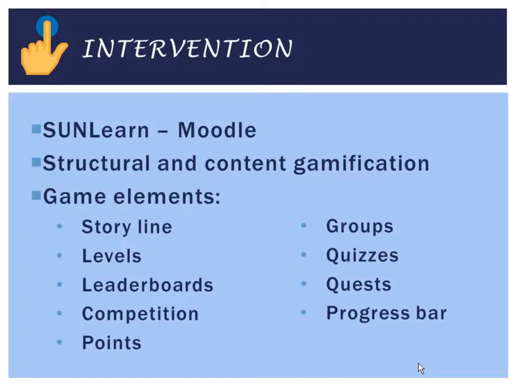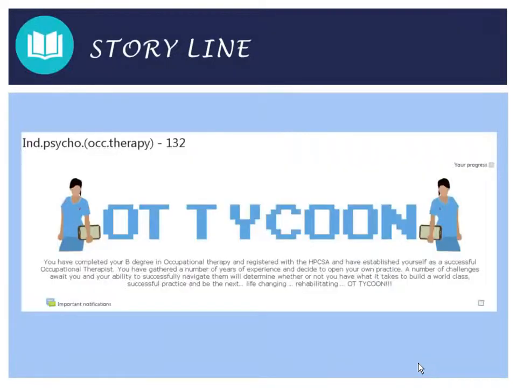And then what I did was I took game elements. So I took a little bit from structural gamification, a little bit from content gamification, and then I applied these game elements on the platform. So what I'm going to show you is just screenshots of how I applied each of these. So firstly, there was a storyline.